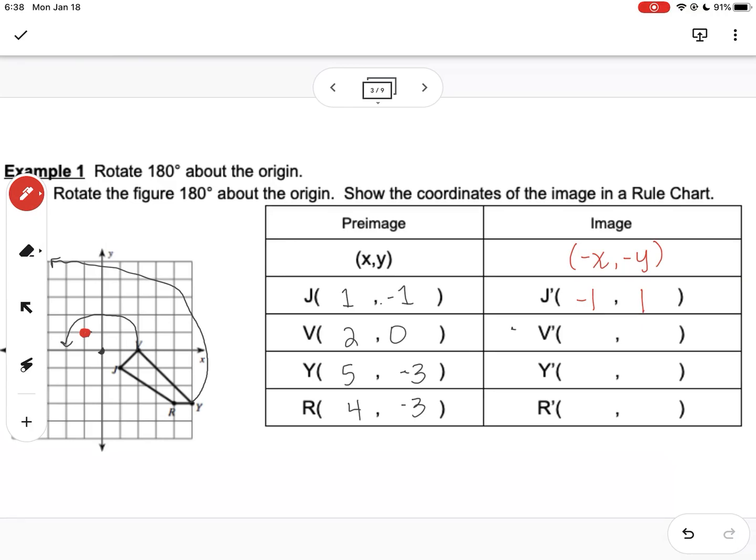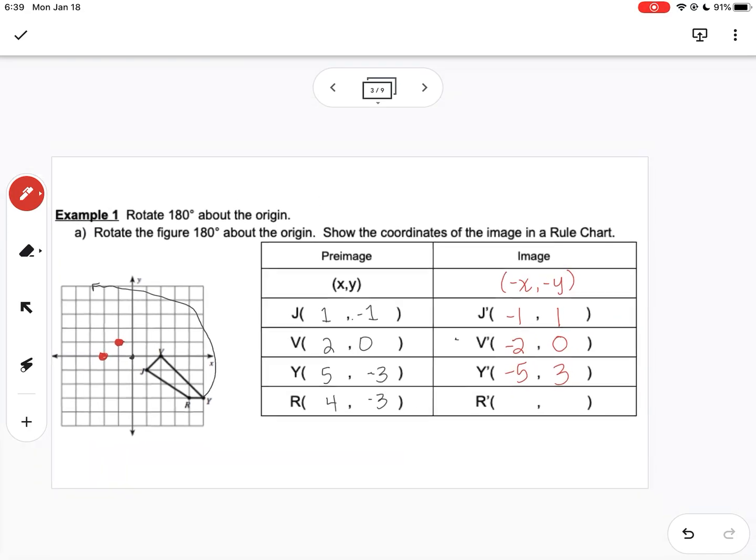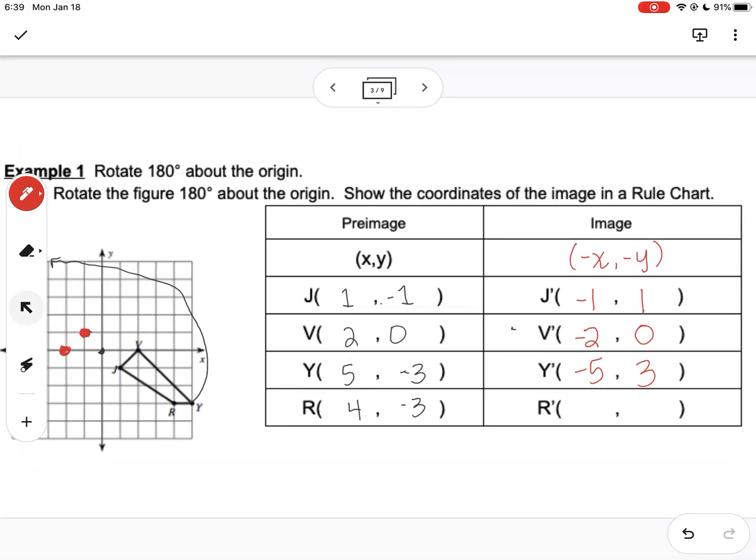Point V: the opposite of 2 is -2. The opposite of 0 is still just 0, because 0 is the middle of the number line. So this would be at -2, 0. That's halfway around the circle that would be created with the origin. I'm just going to erase these really bad circles that I tried to draw. For point Y, the opposite of 5 is -5, and the opposite of -3 is +3. So this one is going to be at -5, +3.